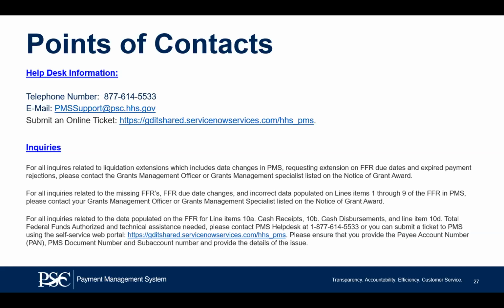So if you need to request liquidation date or FFR extensions, or have an expired payment rejection, all of that, you need to contact your grants management officer or grants management specialist who is listed on your notice of grant award. When it comes to missing FFRs, a wrong due date, or data not populating correctly in lines 1 through 9 of your FFR, you must also contact your awarding agency that's on your notice of grant award.